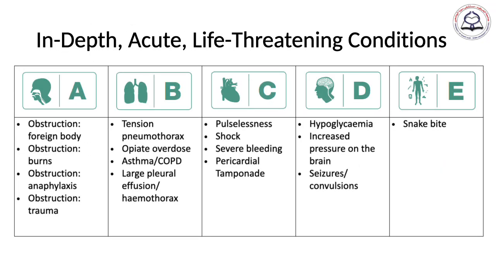In this session, we are going to discuss the ABCDE approach in detail, in depth, about the conditions affecting the airway, like anaphylaxis and trauma; breathing, like tension pneumothorax and asthma; circulation, like shock and severe bleeding; disability, like hypoglycemia and seizure; and exposure.